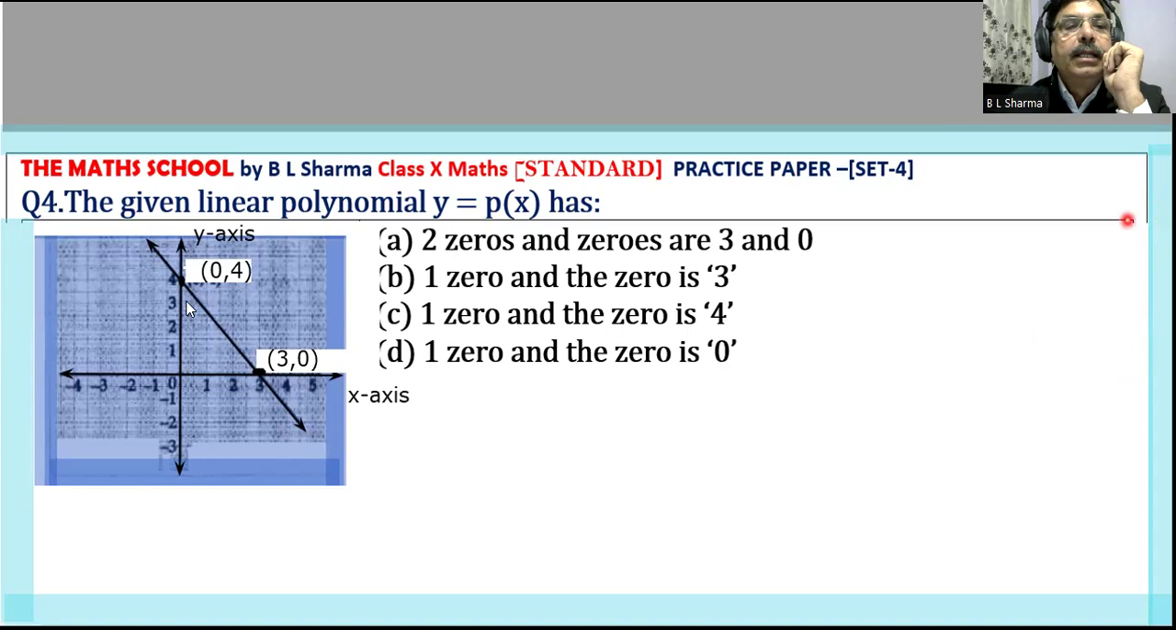Student, we know that where the graph intersects the x-axis, the y will be 0. The x coordinate is the zero of the given polynomial. Here you will see that the x coordinate is 3. Y is 0. कोई भी ग्राफ जो x एक्सिस पे कट करता है तो y का वैल्यू, the y coordinate, is always 0 on the x axis. So the x coordinate is called the zero of the given polynomial here. So there is only 1 zero and the zero is 3. So B is the correct option.